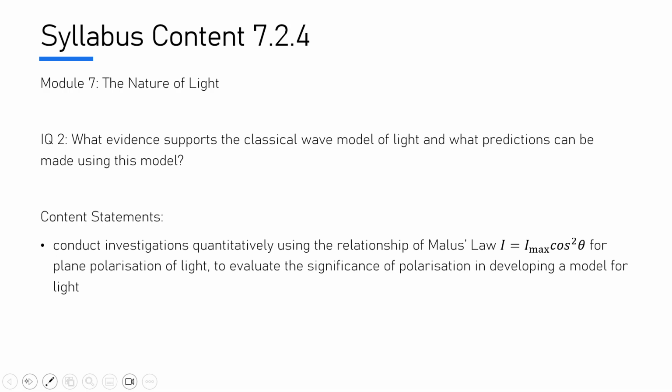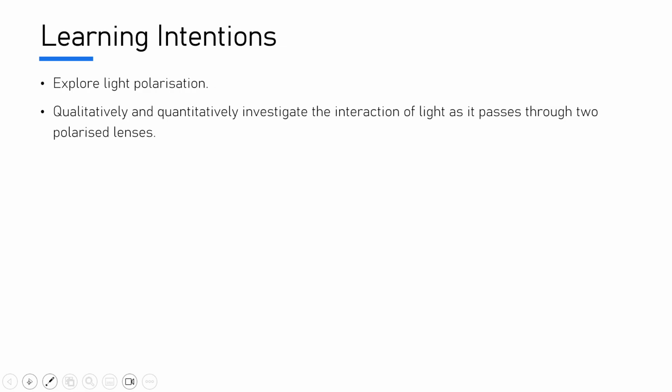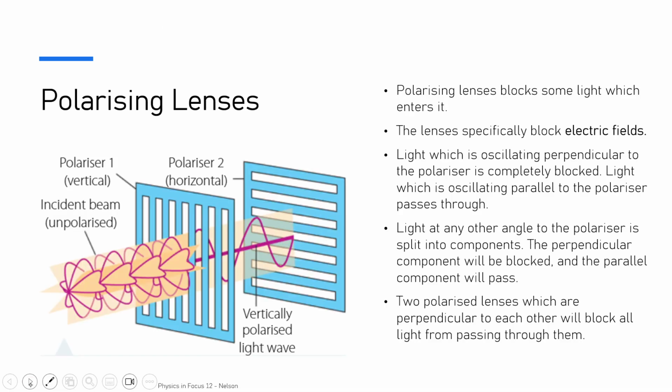So we're going to be doing some investigations in class to show Malus's law, which is all about comparing the intensity of light as it passes through one polarizer and then the next. So some key learning intentions today. We're going to be looking at light polarization and how it fits within the wave model. And then we're going to qualitatively and quantitatively investigate the interaction of light as it passes through two polarized lenses, which again is defined by Malus's law.